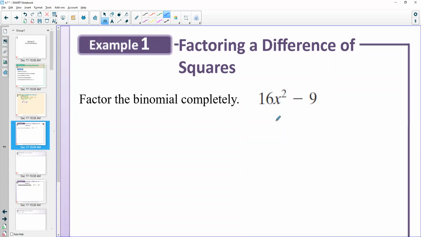Okay, so let's look at what we have. This is a difference of squares. I can see it. It's an x squared, that's a square. 16 is a perfect square, and 9 is a perfect square.